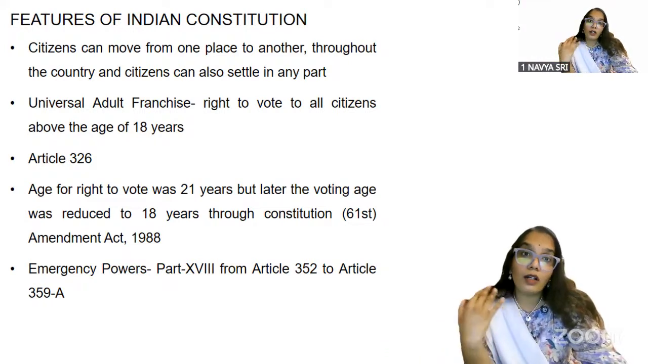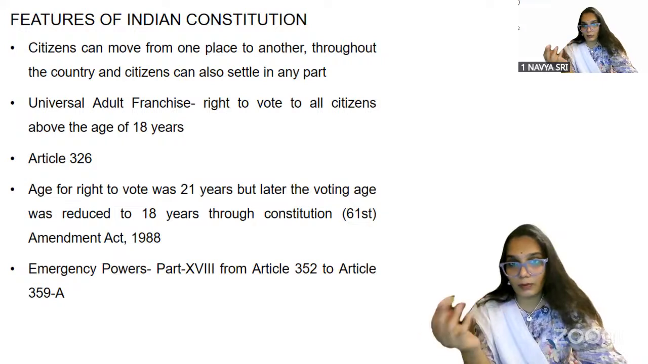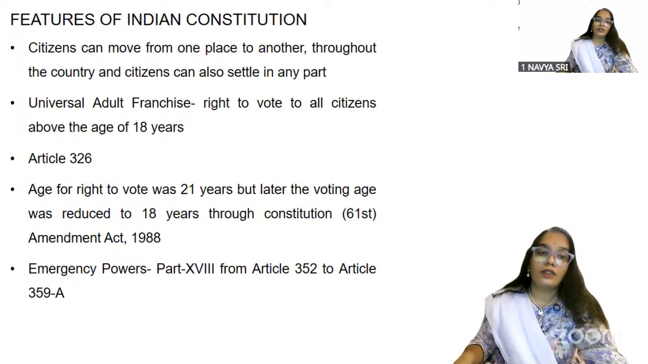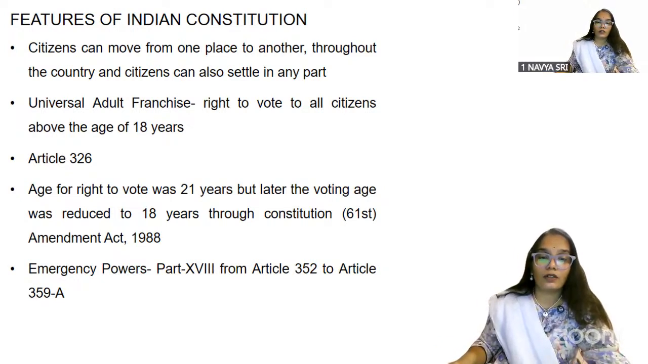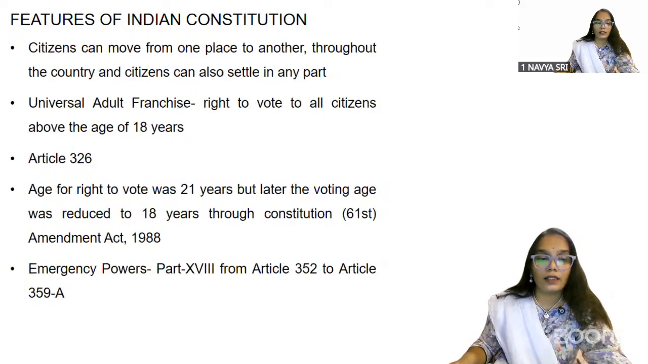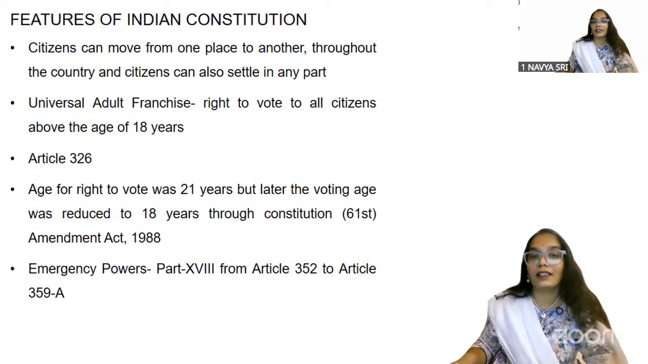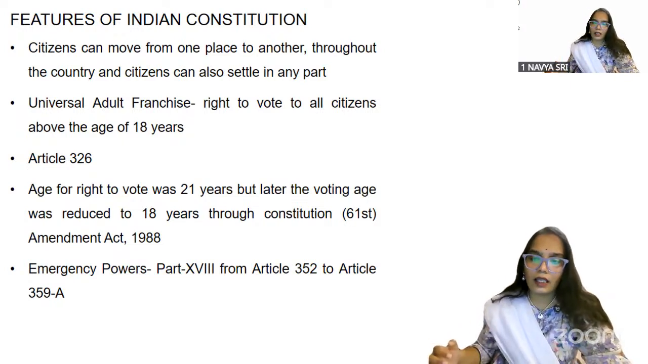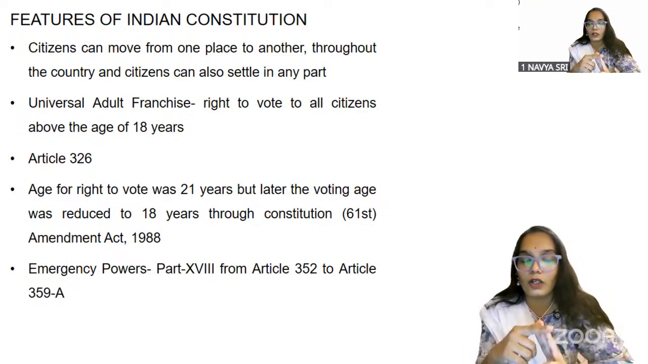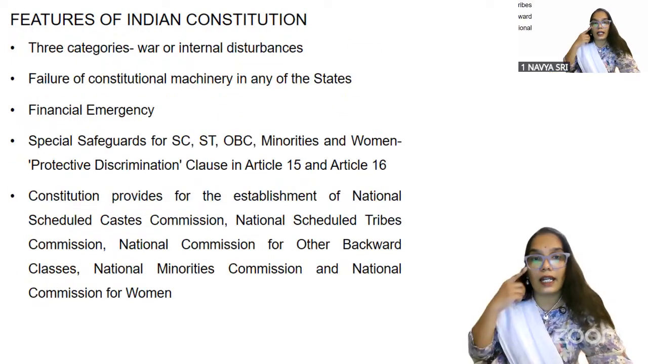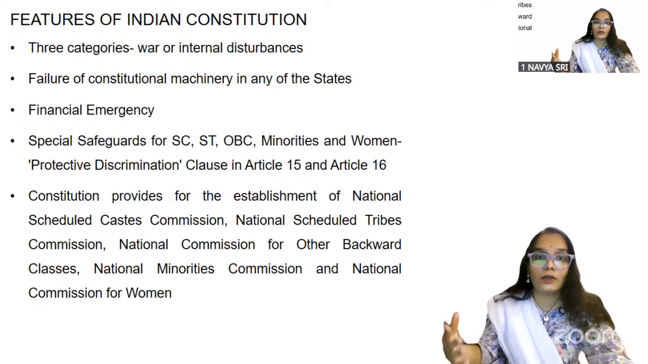Then another most important feature of the Indian Constitution is emergency powers, which is mentioned in Part 18 from Article 352 to 359A. So these are also special features of the Indian Constitution. So next comes the three. How do I understand that there are emergency powers? This could be addressed in three special features, just like the amendment concept comes. I've said that these three things have to be on your fingertips. If an emergency power concept comes, there are three categories of emergency situations that you should remember.